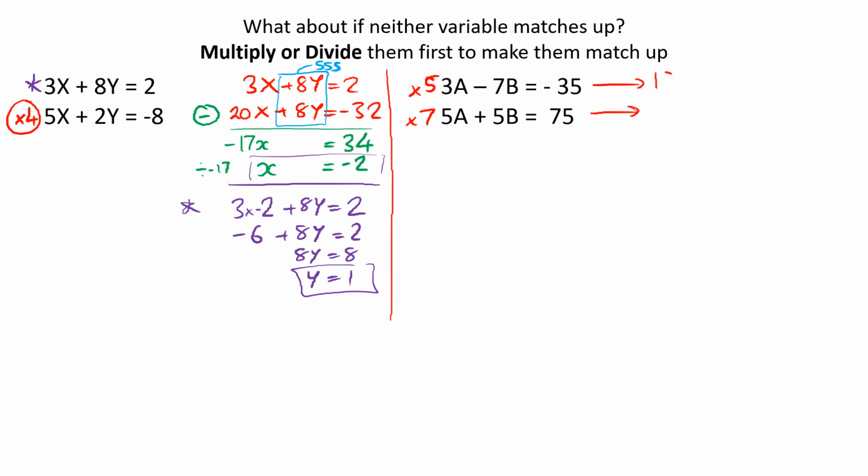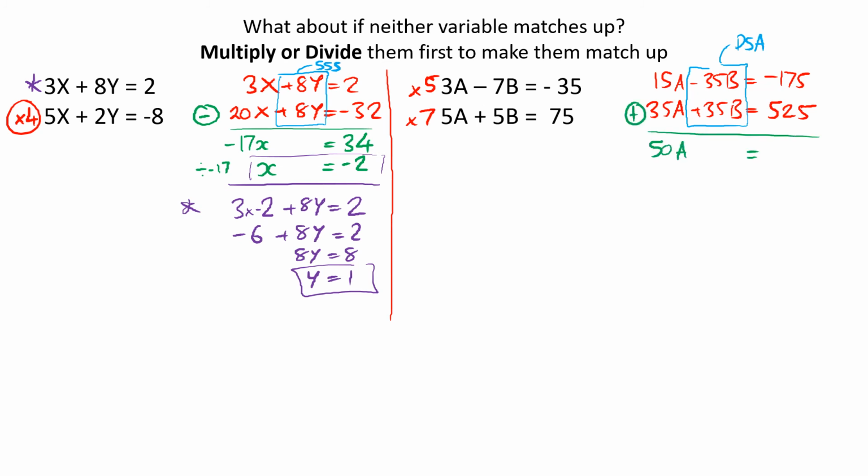So timesing this up, we'll get 15a minus 35b is equal to, be careful here, minus 175. You need to multiply everything by 5. And then multiply the other one by 7. So we'll end up with 35a plus 35b is equal to 525. That's some larger numbers here. Probably should be using a calculator, but oh well. Identify the things that are the same. We've got minus 35b and plus 35b. We have different signs, so we're going to add together. So let's do that.